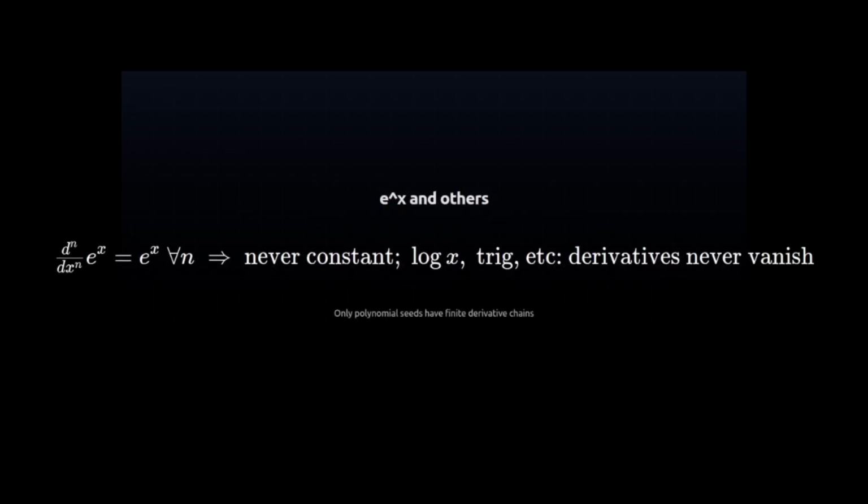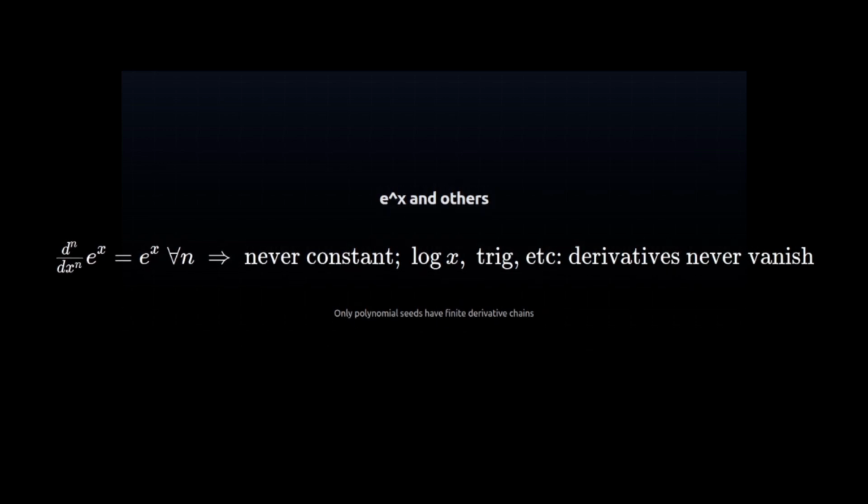Case 2, e to the x. Every derivative of e to the x is still e to the x. It never reaches a constant. If we try to treat p0 as e to the x, then all pk are also e to the x, and the series diverges, no finite accumulation. Case 3, other functions such as logarithm of x or trigonometric functions. Their derivatives never vanish, so again, no finite base p0. Only polynomial seeds work because they have finite chains of derivatives.